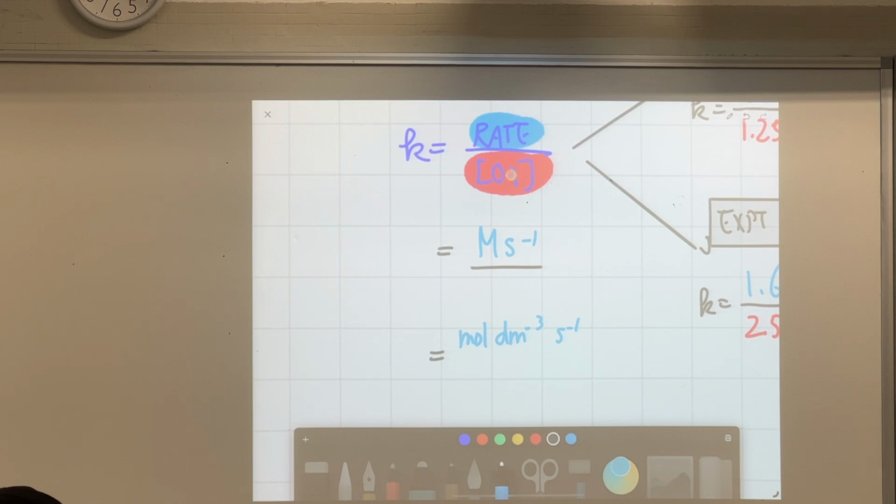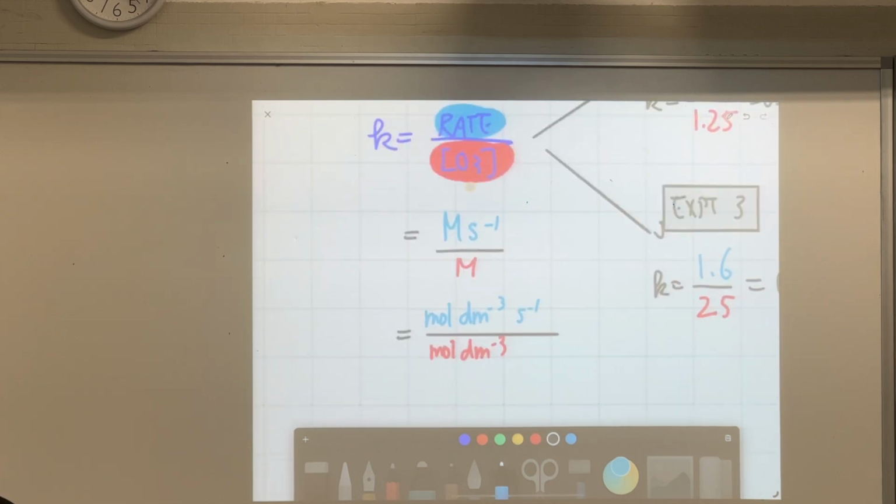What about the concentration unit? Mole per dm cube, or just molar? Okay, so mole per dm cube. Can you tell me what would be the resultant unit if you divide the unit of rate by the unit of quantity? Per second. Can you see that this part is gone? So the unit of k will be per second.